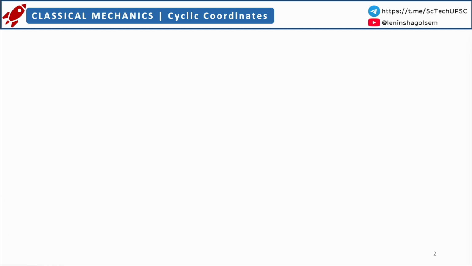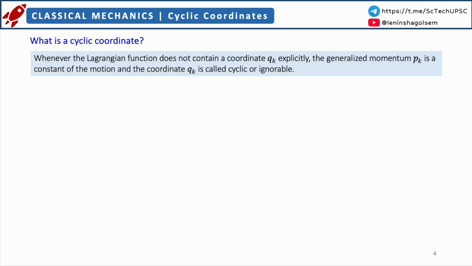Let's see what a cyclic coordinate is. So the question is, what is a cyclic coordinate? If we look at the definition, it simply says that whenever the Lagrangian function does not contain a particular coordinate qk explicitly, then the generalized momentum corresponding to that coordinate, pk, is a constant of the motion, and that coordinate qk is generally known as the cyclic or ignorable coordinate.